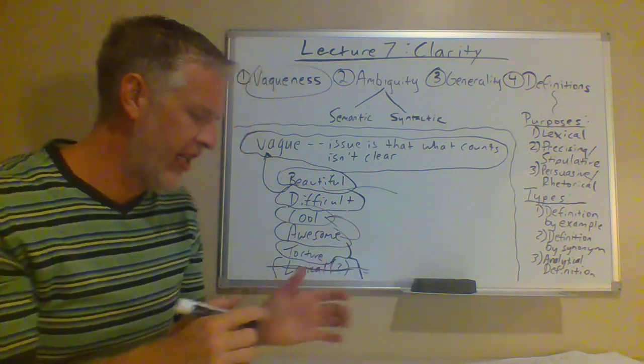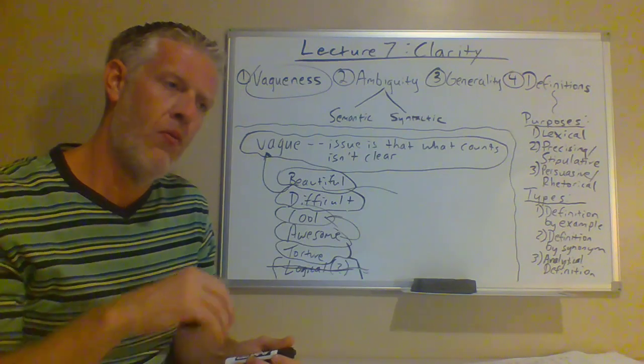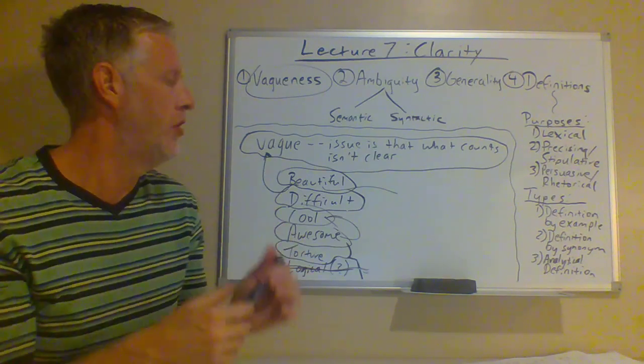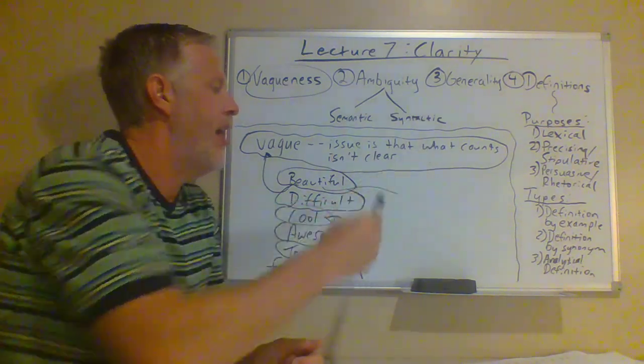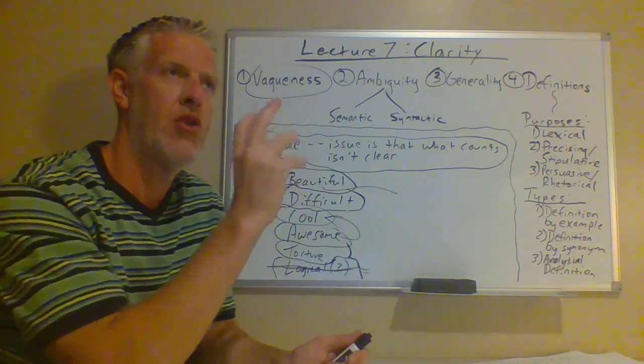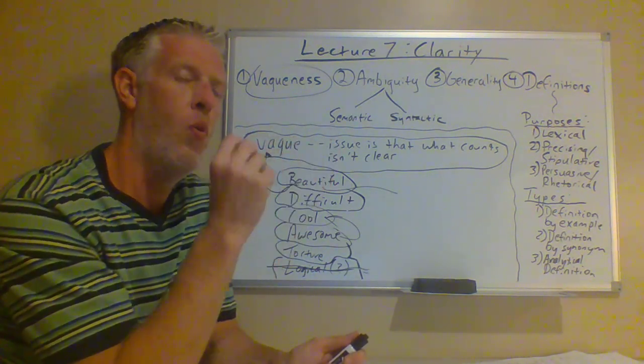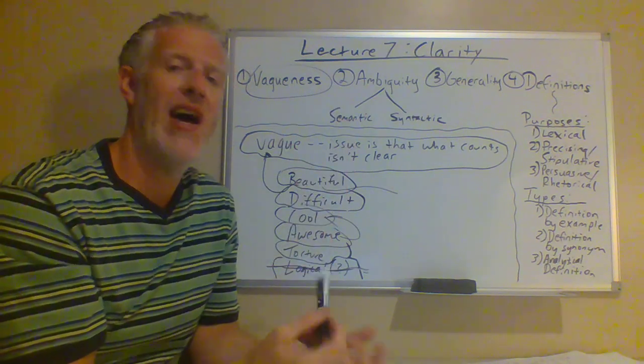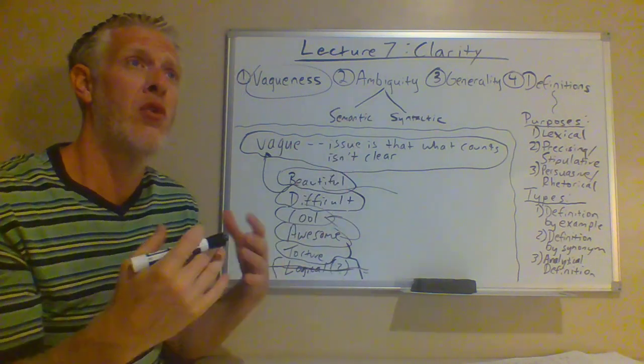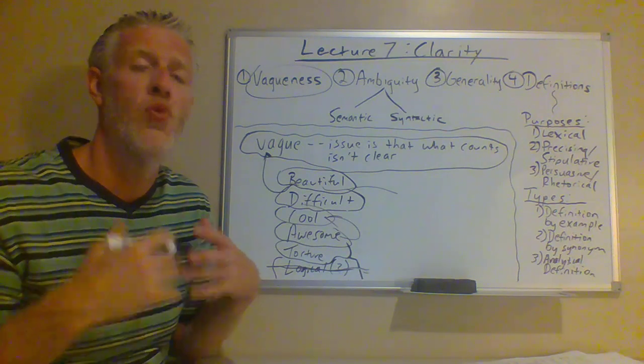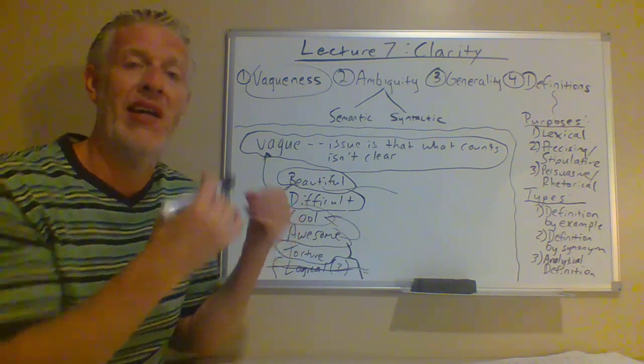But hopefully you get the idea here with respect to what it means to be vague, okay? Again, what counts in terms of that term, what qualifies, right? It's not entirely clear. In other words, we can have reasonable debates about what counts, okay?